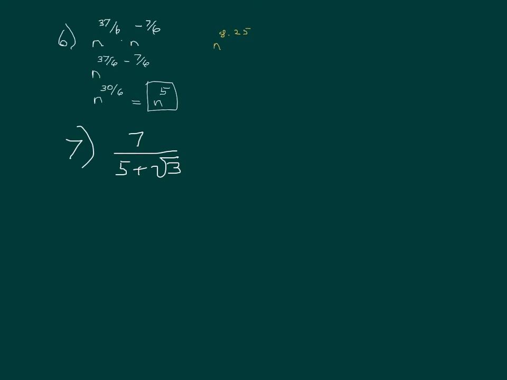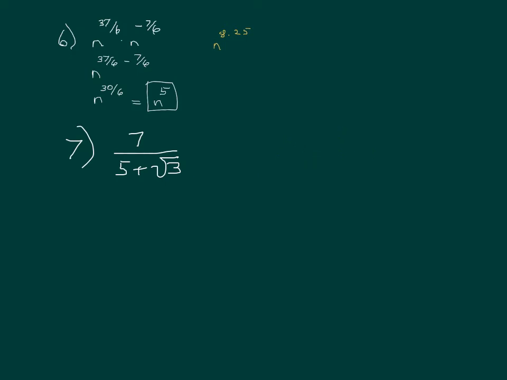Okay, on this one, your answer was something like 1 over 2 square root of 2, and that's going to be wrong all the time because you cannot have a radical in the denominator. If you do, it is not simplified. So let's look at this problem. We're going to get rid of this.